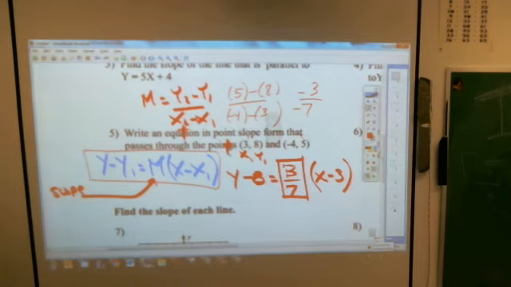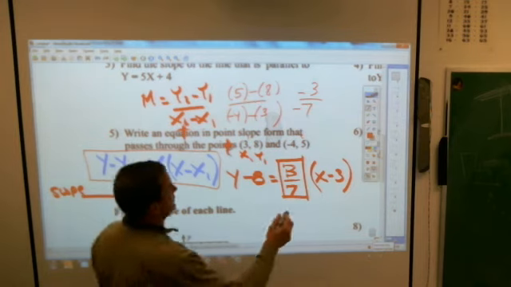Jason has another one. Yes, Jason. Number 13. Is that on this page?